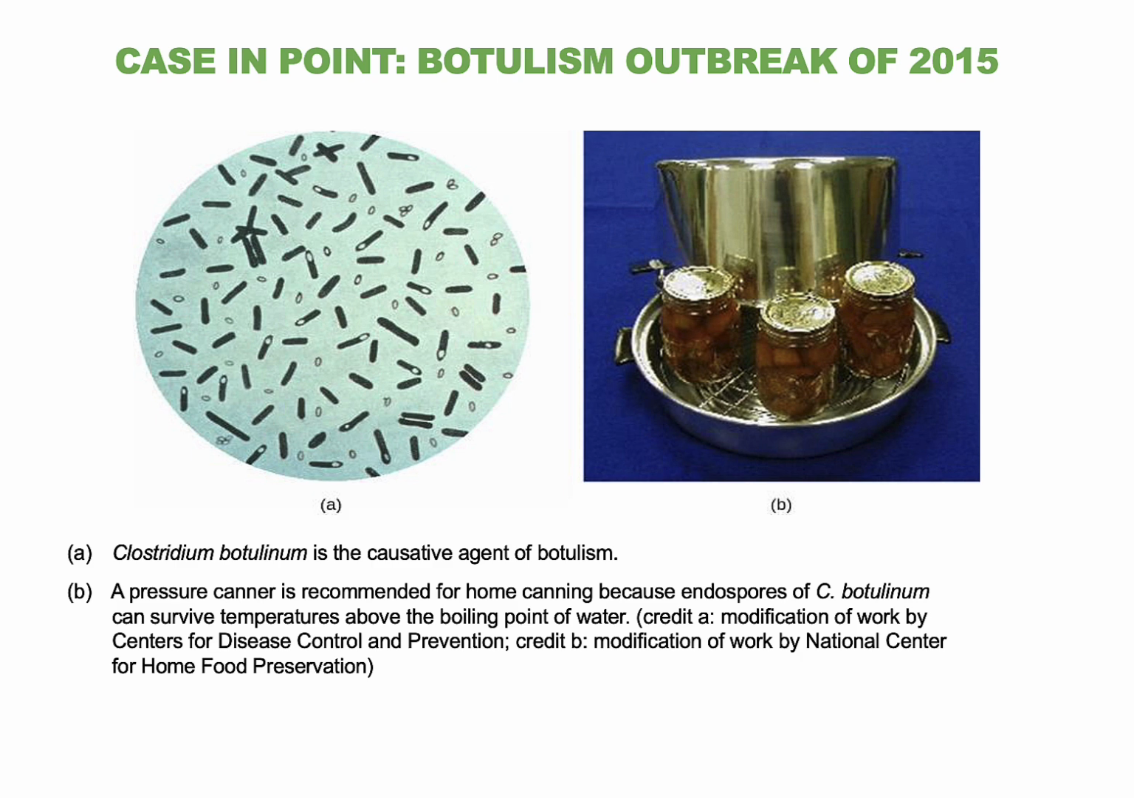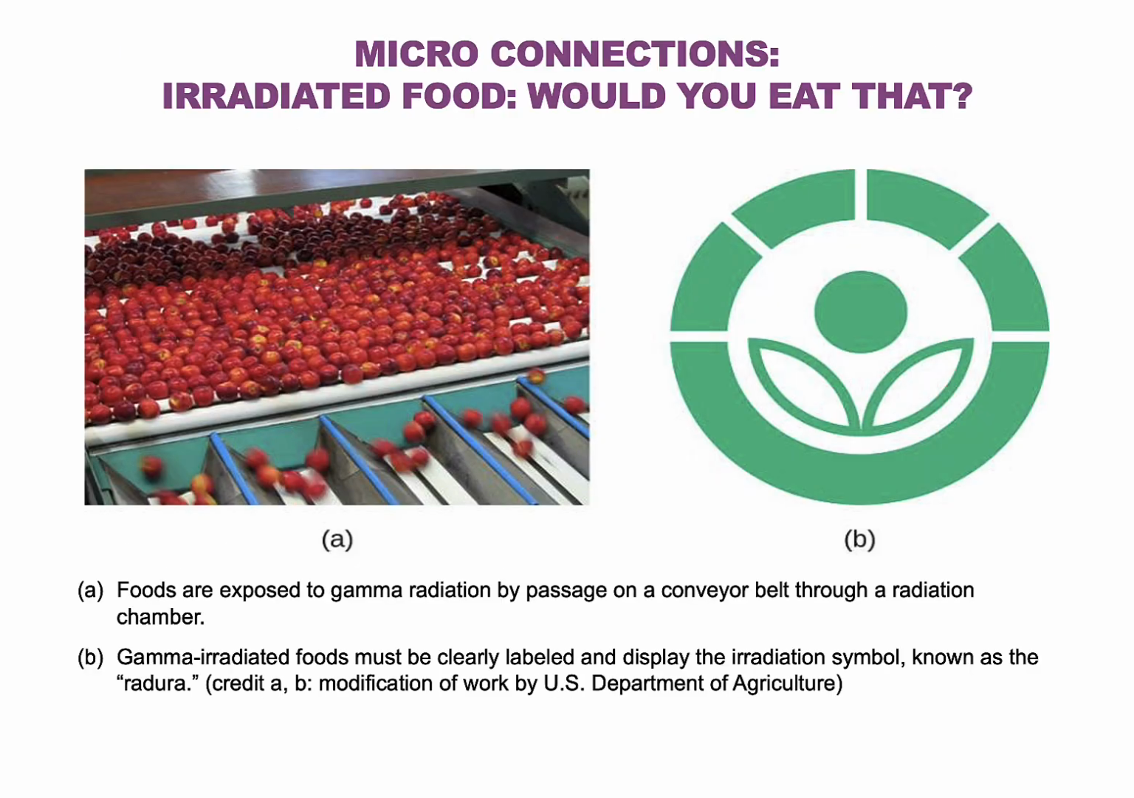To kill Clostridium botulinum endospores, a minimum temperature of 116 degrees Celsius is required, achievable only by a pressure canner, recommended for low-acid foods. The CDC also advises boiling home-canned foods for about 10 minutes before consumption, as the botulinum toxin is heat labile and can be rendered non-functional through heating.